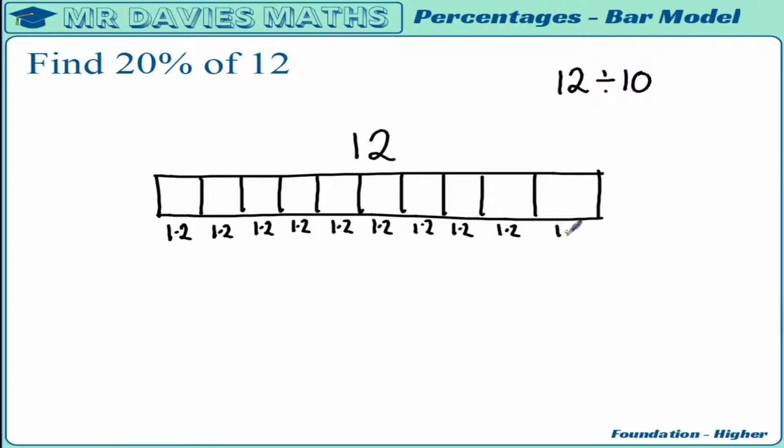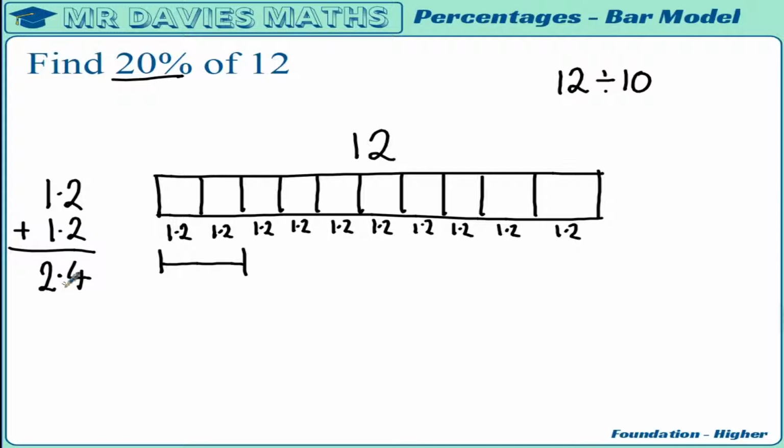So there's 1.2 in every box. We only need 20%, so that's only 2 of the boxes. So add together 1.2 and 1.2. 2 plus 2 is 4, and 1 plus 1 is 2, and don't forget the decimal point. 2.4 is my answer. Very visual. Hopefully you're understanding what's going on.